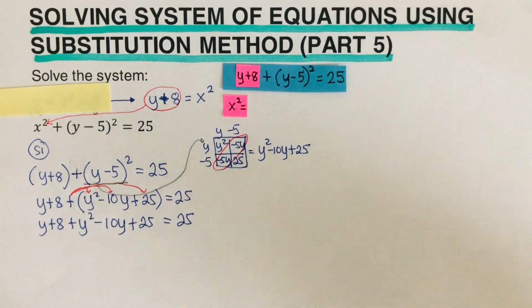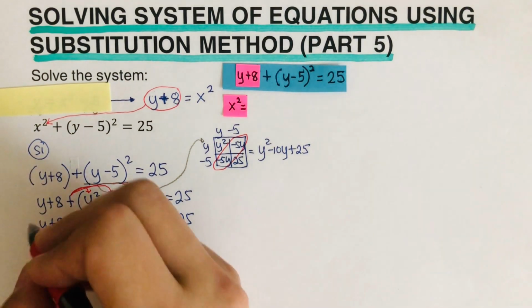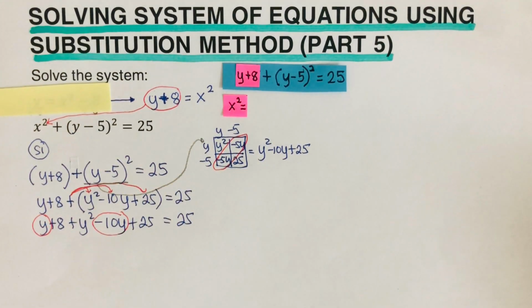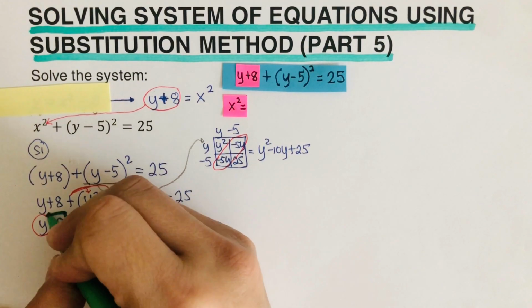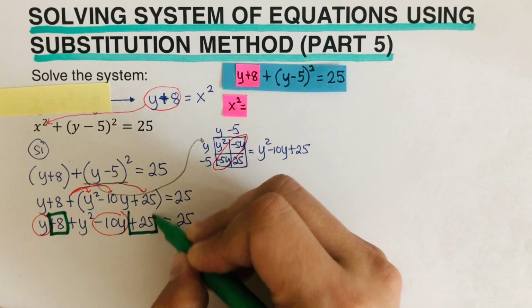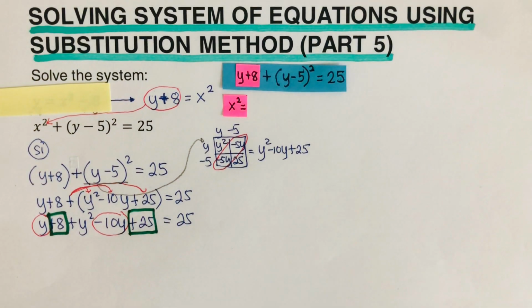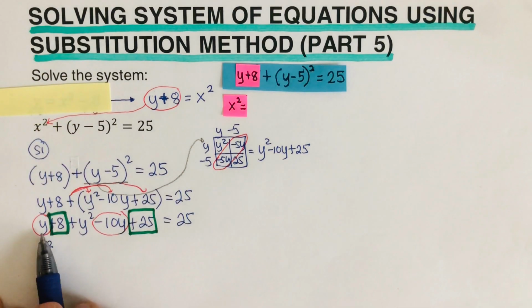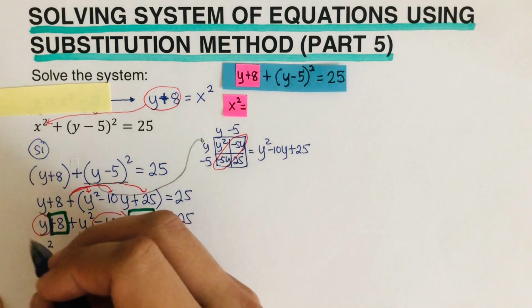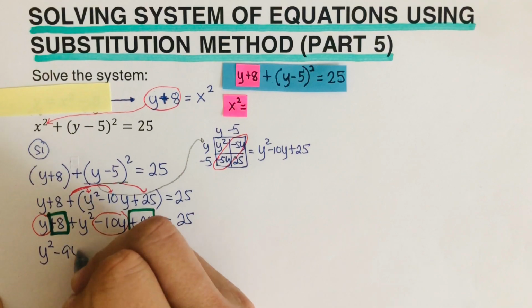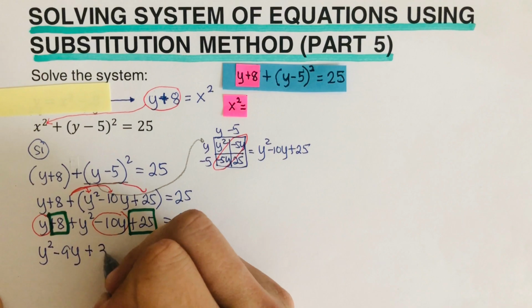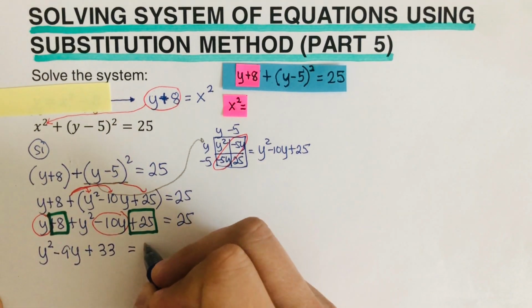So I can go ahead and combine like terms. The like terms that we have here are y and negative 10y. And then we have the constants, 8 and plus 25. So I can simplify this as y squared, then y minus 10y is negative 9y, plus 8 plus 25 is 33, and that is equal to 25.